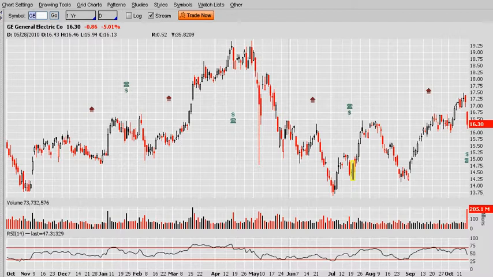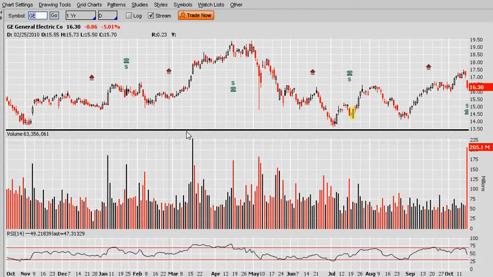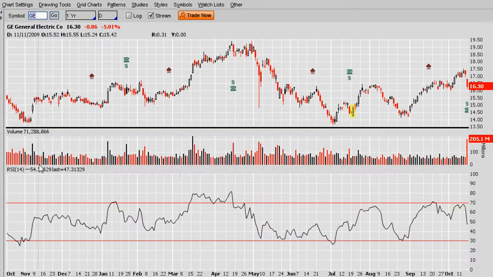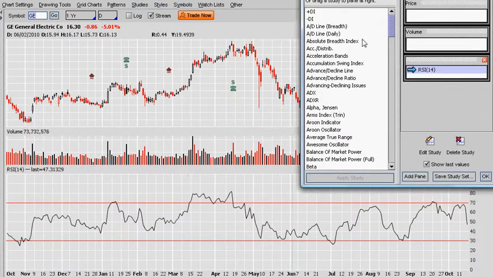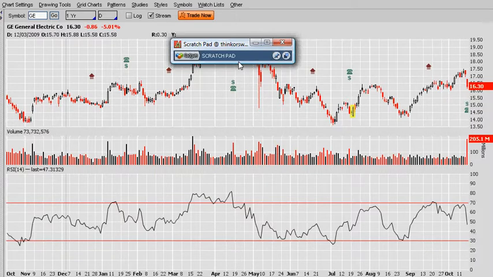Now, what it is, I'm going to flash this. We'll close up the GE a little bit, get rid of that volume. Here's the RSI, and if you notice right over here, RSI parentheses 14. That means it is the 14-day relative strength index, and that just means in the calculation that we are using 14 data points.